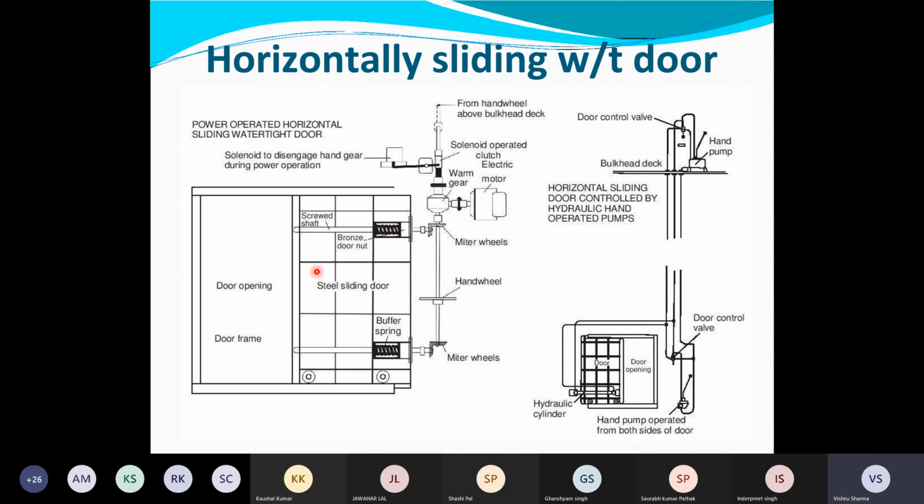Both diagrams are the same; this one is hydraulically operated, this one is electrically operated. Basically, because the system is hydraulic, instead of the screw shaft you have the hydraulic piston or hydraulic cylinder here, and that piston will make the door move.